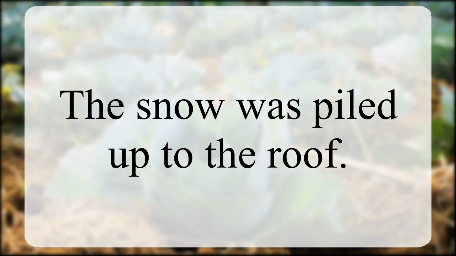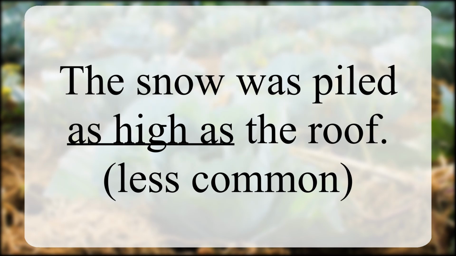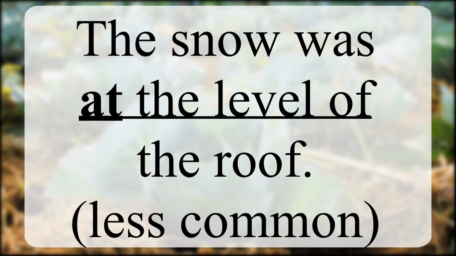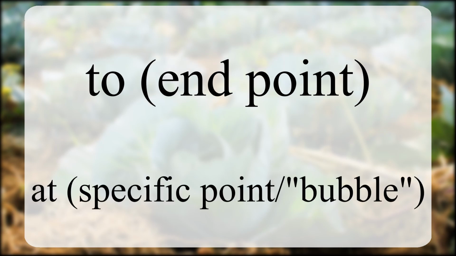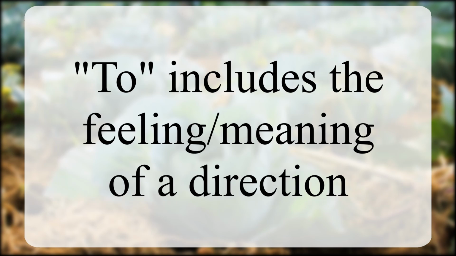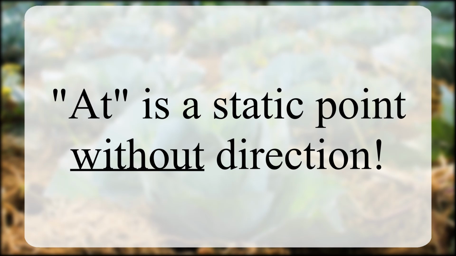Alternatives. The snow was piled up to the roof. The snow was piled as high as the roof. The snow was at the level of the roof. There's a close relationship between the prepositions to, which is an endpoint, and at, which is a specific point or bubble. To has the added feeling of a direction, but at is a description of a static point without direction.